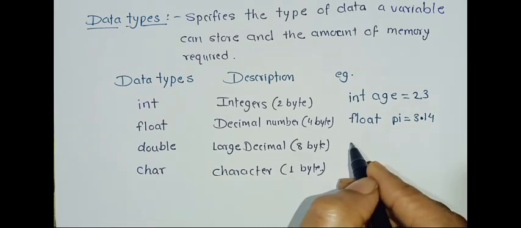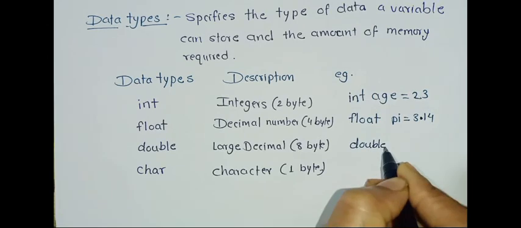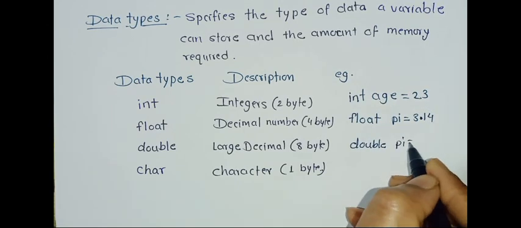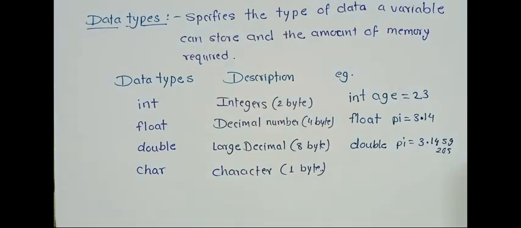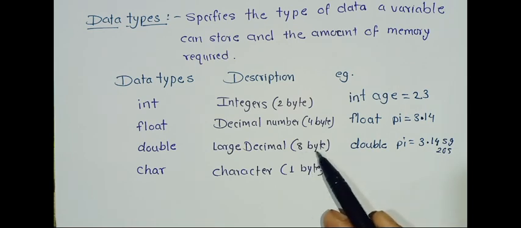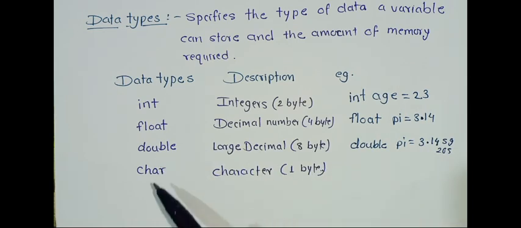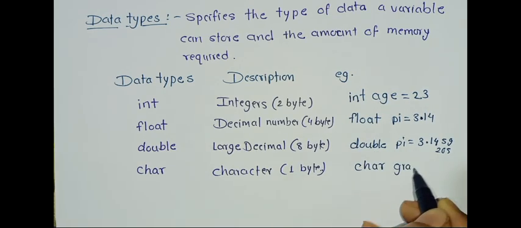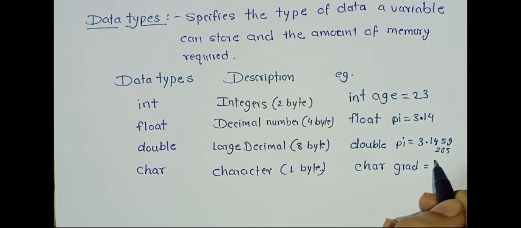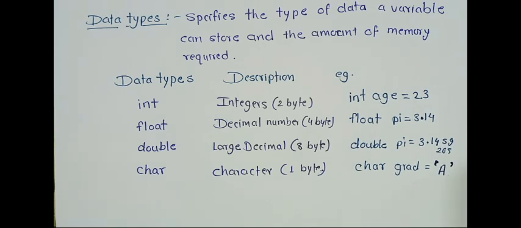Next, double means large decimal. You can store a large decimal point number here. This type of large number, which is an 8 byte number, you can store in a double data type variable. Next is char. Char means a single character, with 1 byte size. Suppose char grade equal to, and that single character you have to store in single quotes, starting with a single quote and ending with a single quote. So for grade, only a single character you have to store here. Got it? Int, float, double, char.